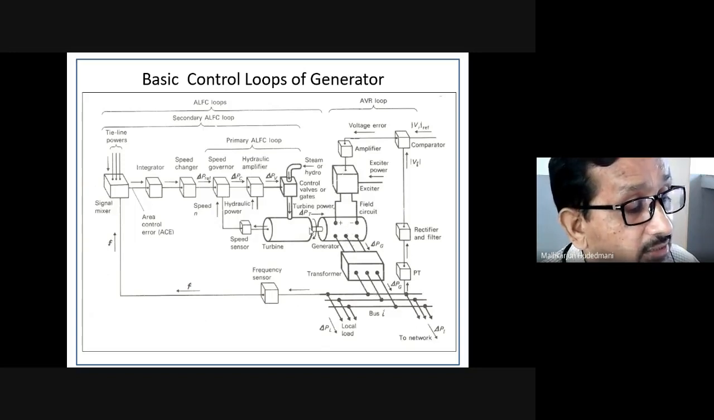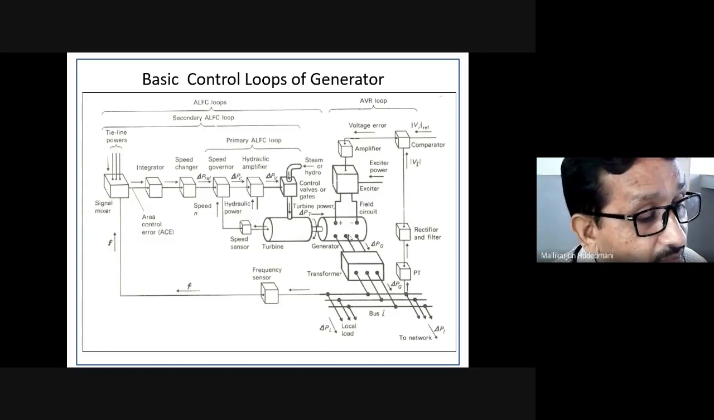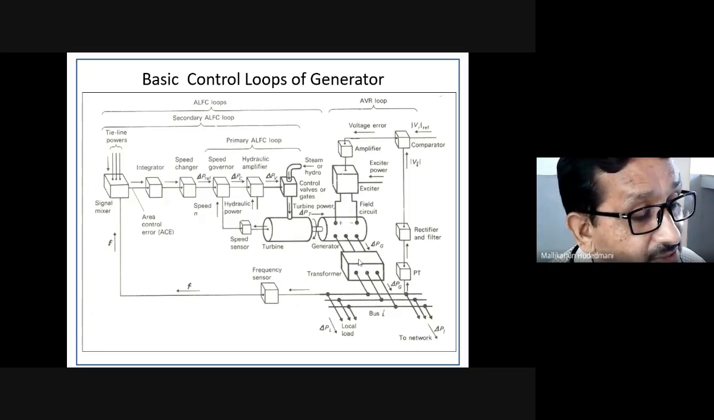So, generator, turbine. For this generator, the power goes through a line transformer and is pumped to the grid. So three-phase power is pumped to the grid. From here, it goes to the local load. This is the output side of the generator.